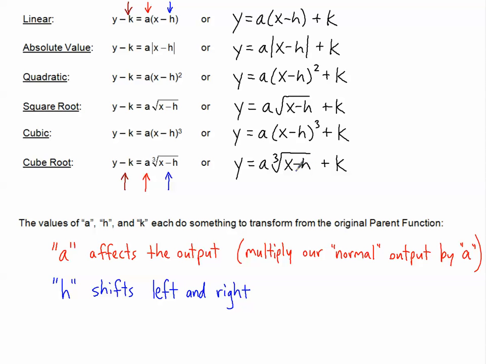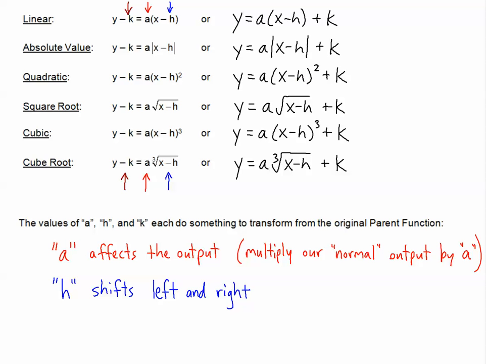It's always going to be x minus the value of H. So if you see something like x minus 3, then H is 3. But if you see something like x plus 3, then that must have been x minus a negative 3, so therefore h is negative. It's always going to be the opposite of the symbol that you see here. If you see a minus sign, then h is positive. If you see a plus sign, then h is negative. So be careful about that.